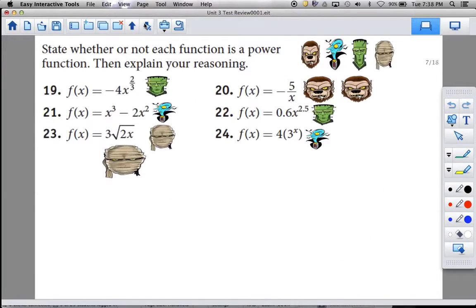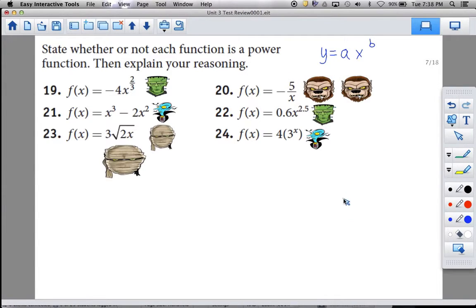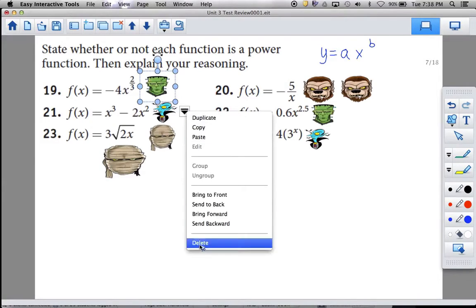All right, let's look at the next set of examples. State whether or not each function is a power function, then explain your reasoning. So first, let's look at what the correct format for a power function is. You have y equals some number a times x raised to the b power. So that's the format that we want. You guys should be very familiar with this. This is straight out of your homework. So let's look at the first one.